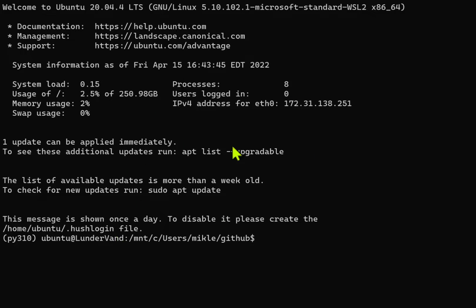But now that I have Linux on my machine, every once in a while you want to do the equivalent of a system patch or upgrade a day. So it'll tell you if there's new things waiting for you. More than a week old, okay? So we go sudo apt update.